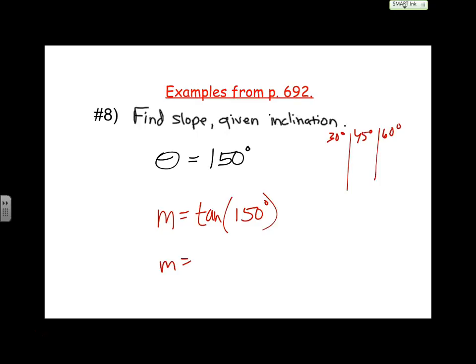Question, what's 180 minus 150? Remember, 150 is just 30 away from 180. So therefore we're going to use square root of 3 over 3, 1, square root of 3. However, question, positive or negative? Negative. Because it's in what quadrant?